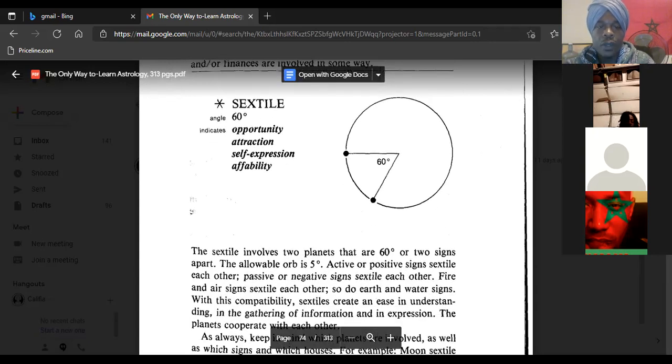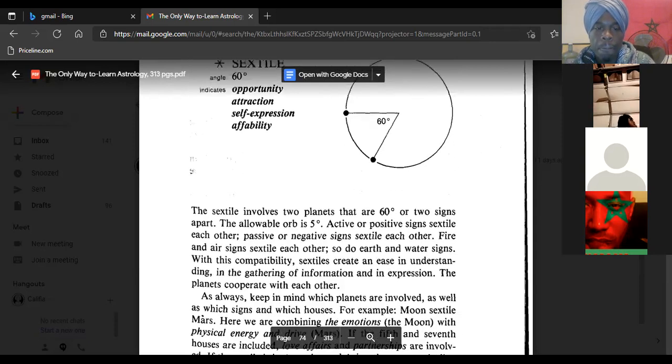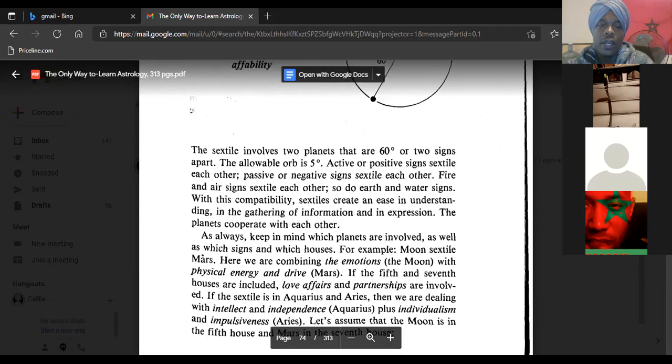Sextile, 60-degree angle, indicates opportunity, attraction, self-expression, affability. The sextile involves two planets that are 60 degrees or 2 signs apart. The allowable orb is 5 degrees. Active or passive signs sextile each other.